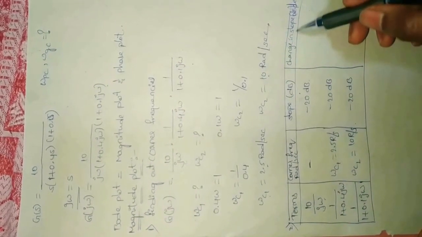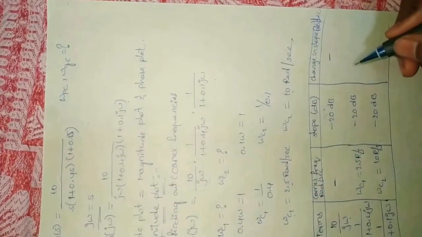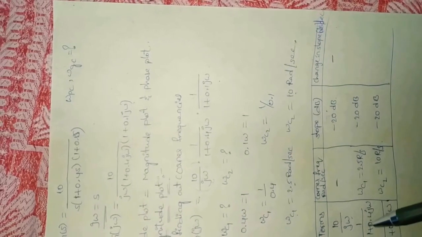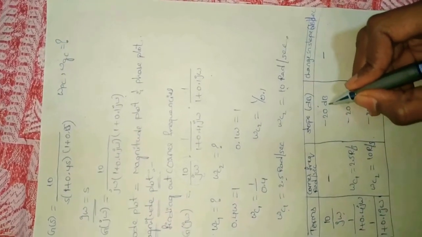Now we need to find the change in slope. Here there won't be any change in slope. In order to know the change in slope from 10 divided by j omega to 1 divided by (1 plus 0.4 j omega), you need to add these two slopes.